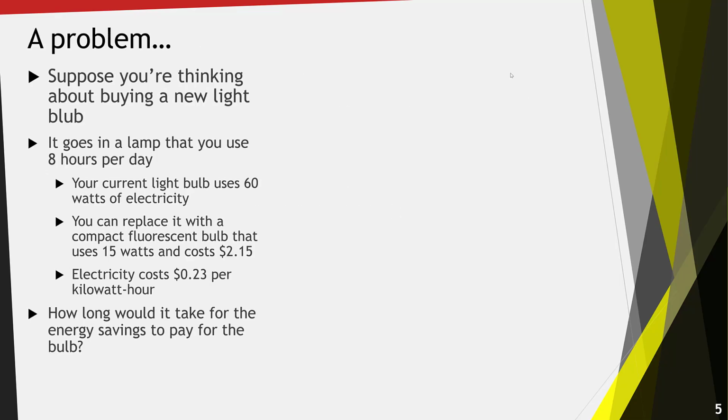I'd like to use an example where we're going to think through solving a problem using an R script. Suppose you're thinking about buying a new light bulb. It goes in a lamp that you use exactly 8 hours every day. The current light bulb you have is an incandescent light bulb that uses 60 watts of electricity. You can replace it with a compact fluorescent light bulb that only uses 15 watts of electricity, and it costs $2.15. Electricity isn't free. It costs you 23 cents for every kilowatt hour of electricity that you consume. My question is, how long would it take for the energy savings to pay for the bulb?